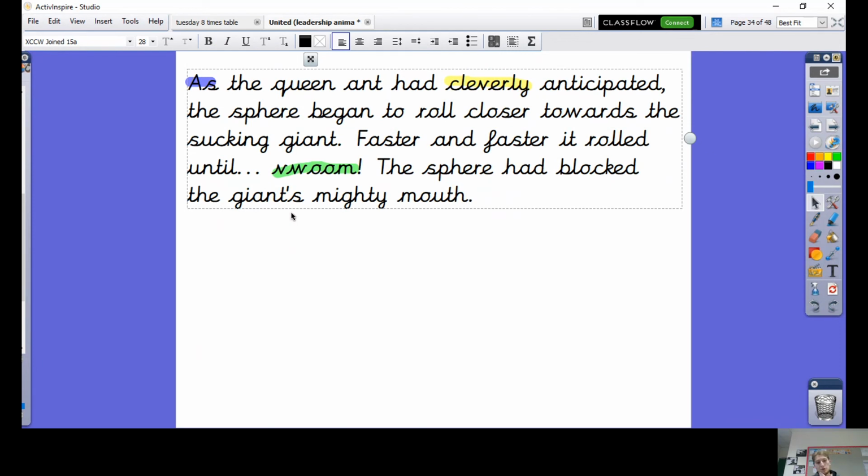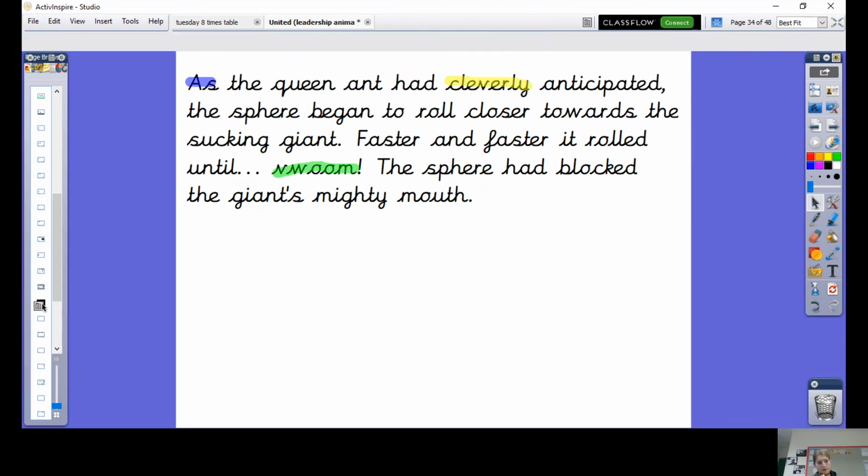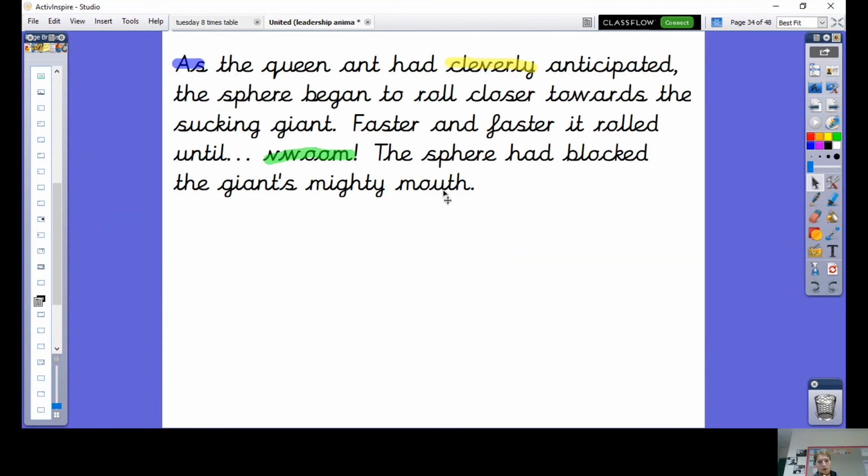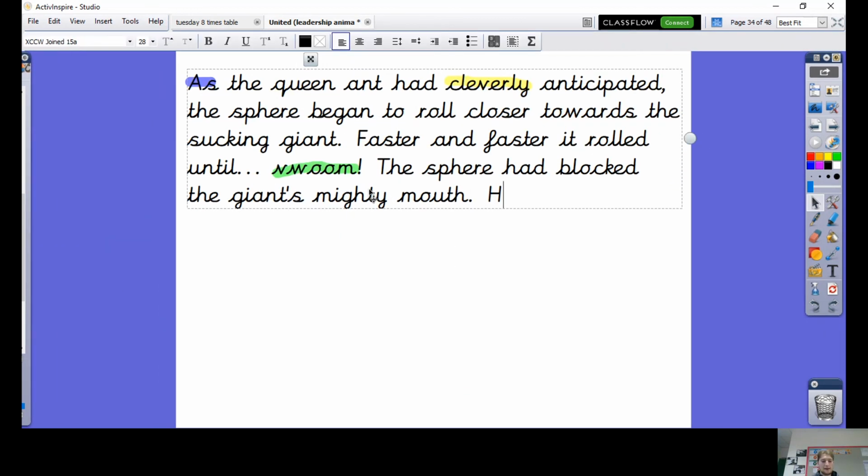This is where I'm going to include my short sentence now. Let's have a look. So, he toppled over, he crashed to the floor. I'm going to use the top one again. He toppled over. So, new sentence, capital letter. He toppled over. Full stop. Can you see how that sits really nicely in some longer sentences? It looks really effective, even though it's a really simple sentence.